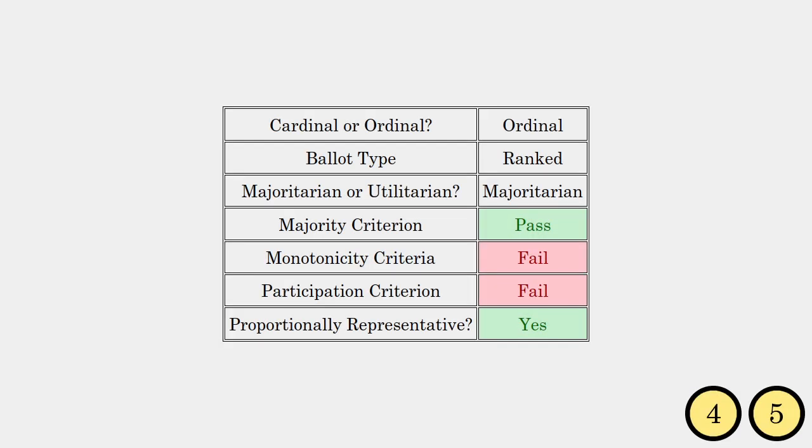Single transferable vote is an ordinal voting system that uses ranked ballots. It is a majoritarian system that passes the majority criterion. It does not pass the monotonicity or participation criteria. It is a proportionally representative voting system.